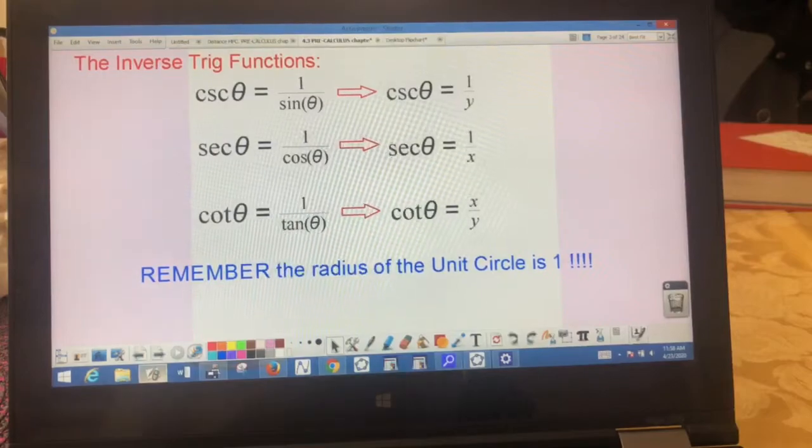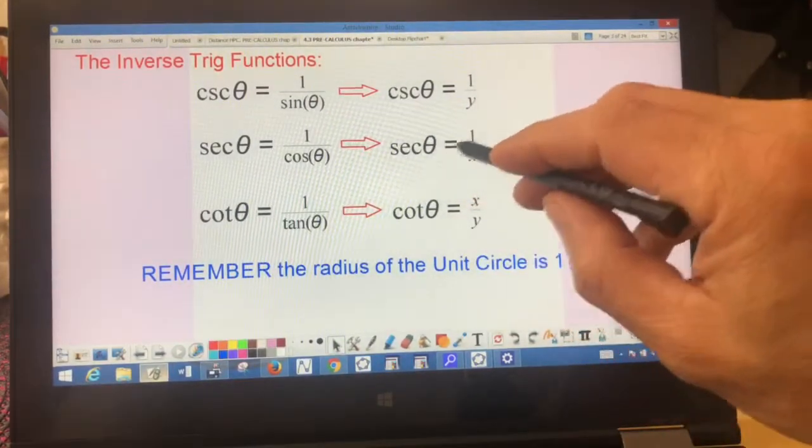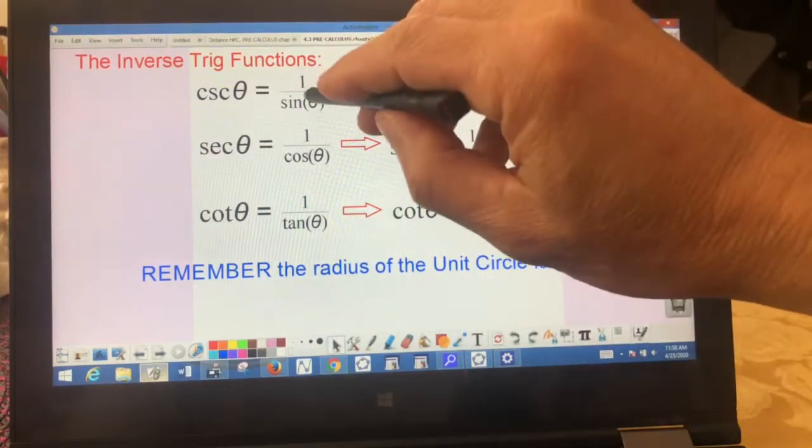Okay, so this is about the inverse trig functions. A quick way to remember them is this, okay? Just to give you a quick review here.